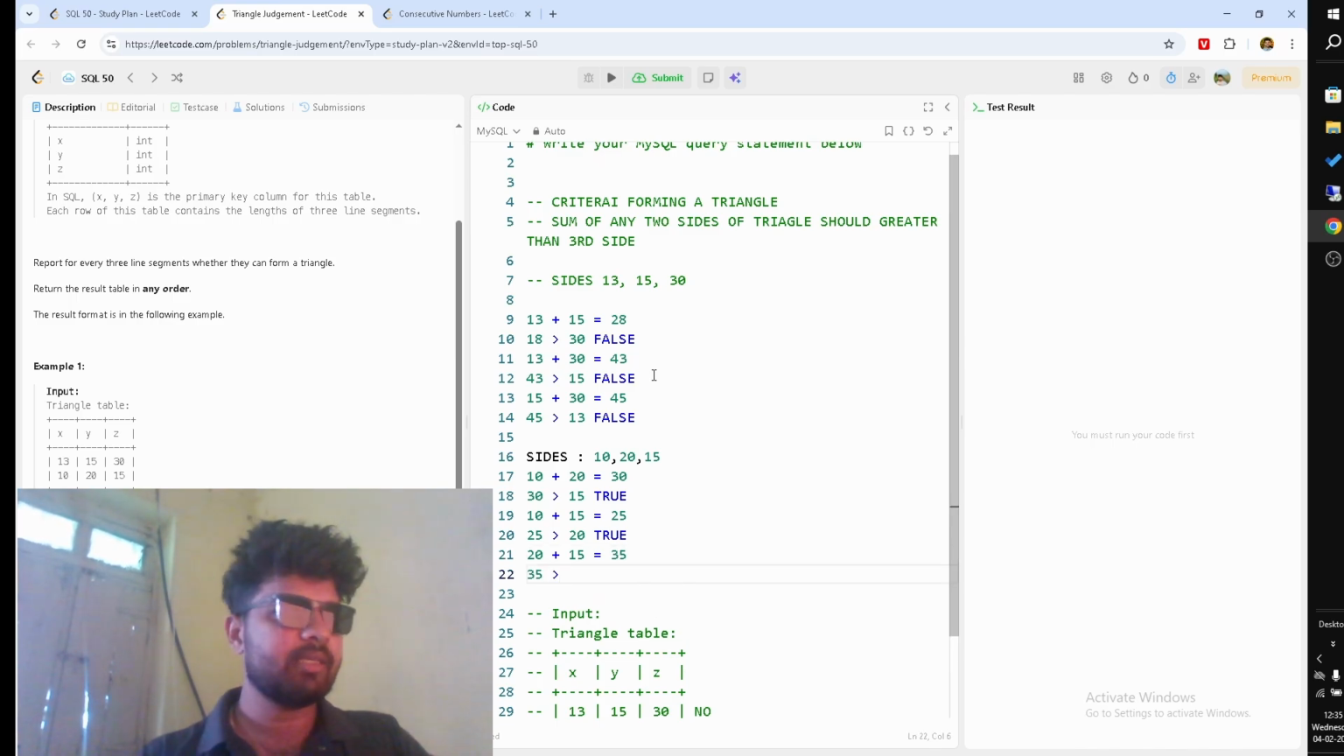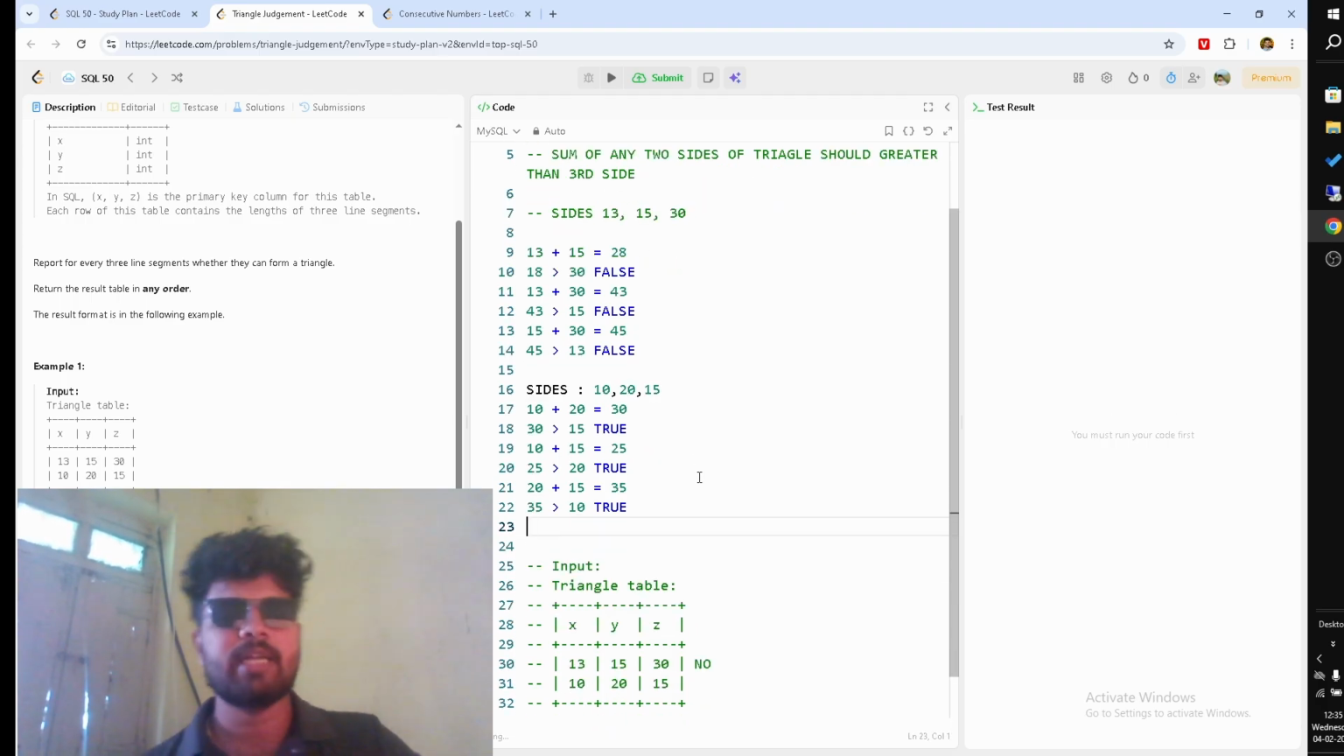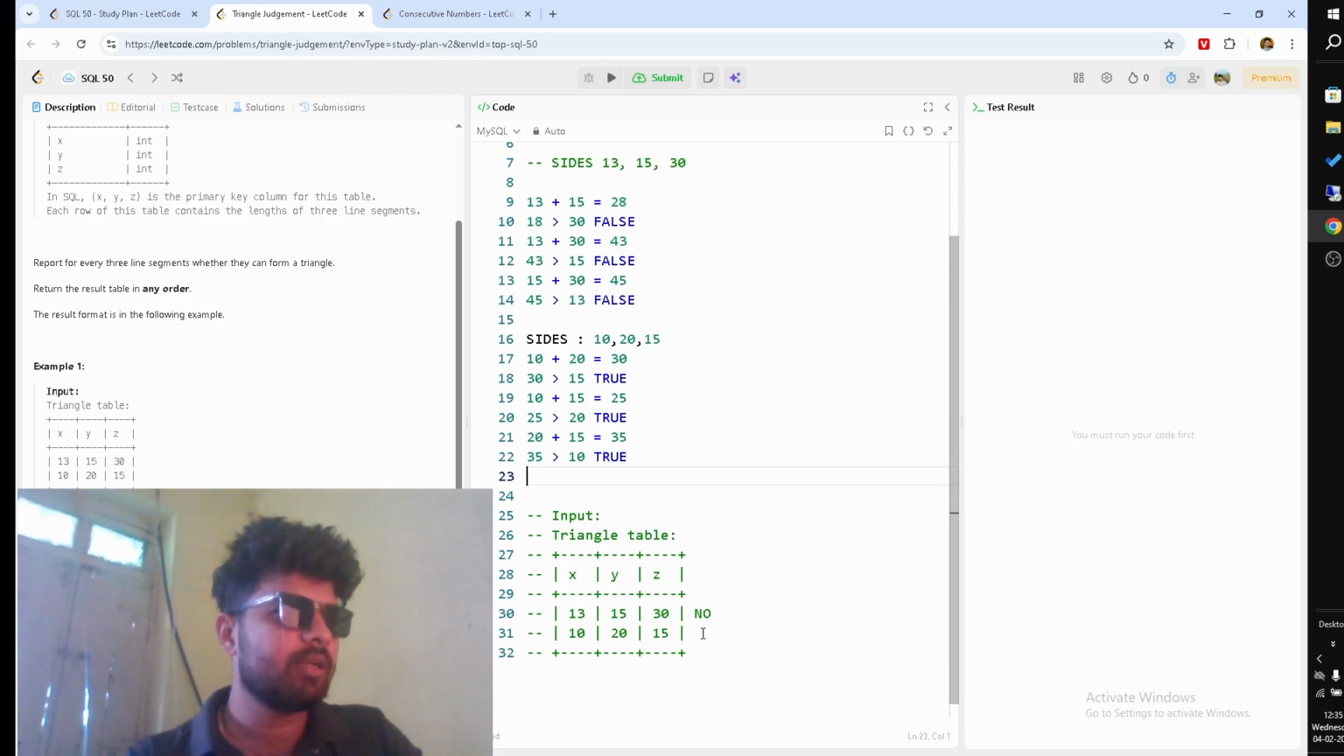35 is greater than 10, that's also true. So that means all three sides, we are combining three sides: first side with second side, second side with third side, then we are comparing that value with the remaining side. If all the conditions are true, then these sides are qualified for forming a triangle.